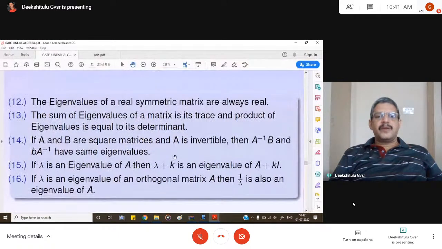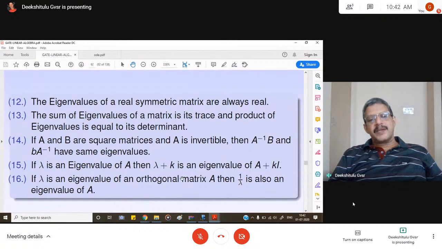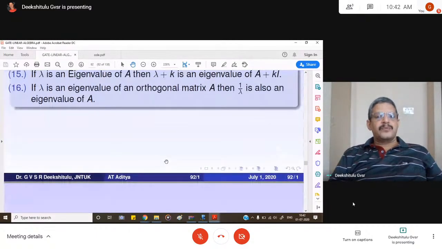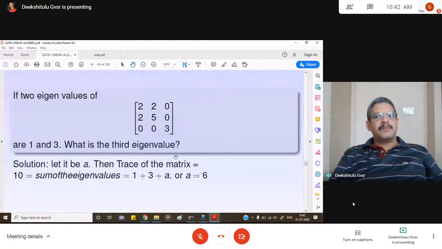If A and B are square matrices and A is invertible, then A inverse B and B into A inverse have the same eigenvalues. If lambda is an eigenvalue of A, then lambda plus k is an eigenvalue of A plus kI. If lambda is an eigenvalue of an orthogonal matrix A, then 1 by lambda is also an eigenvalue. So work out these formulas, read these principles thoroughly.